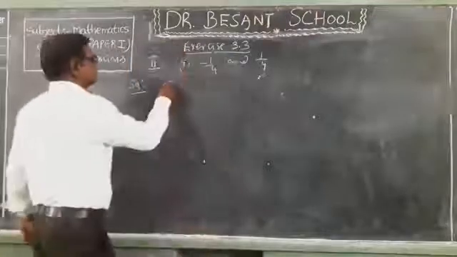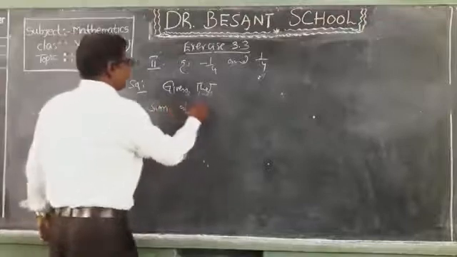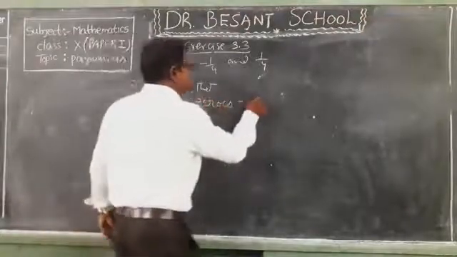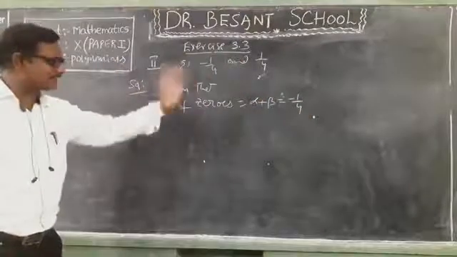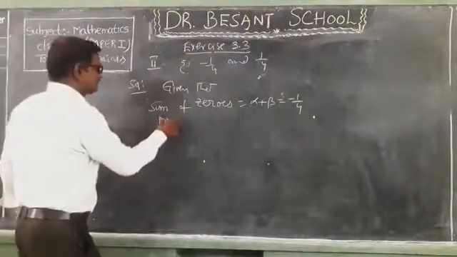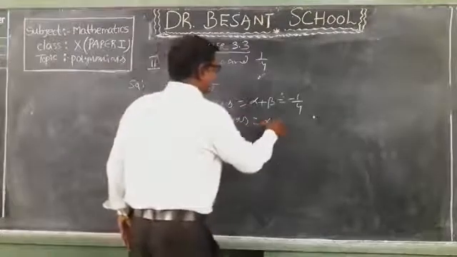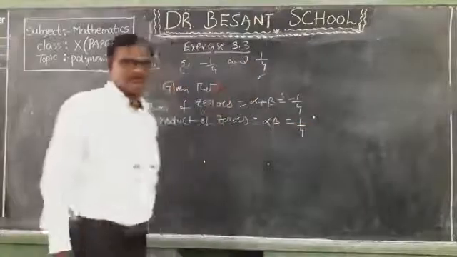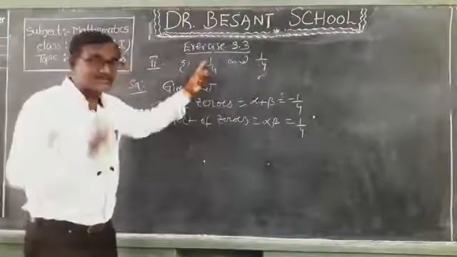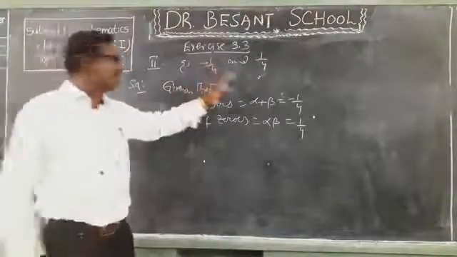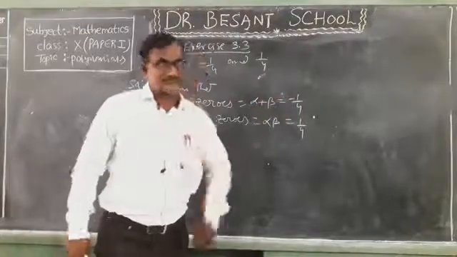That means, see, given that sum of zeros, that is alpha plus beta, is equal to minus 1 by 4. And the next is product of zeros, that is alpha into beta, is equal to plus 1 by 4. Okay children, it is not alpha, it is not beta. This is the sum of zeros, alpha plus beta. This is the product of zeros, alpha into beta. Remember, take care of this one.